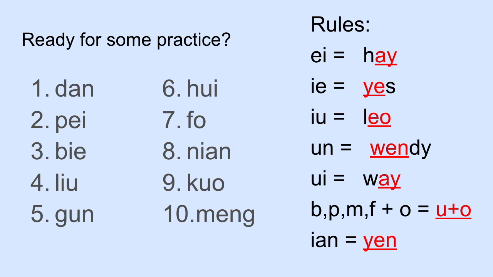Dan, pei, bie, liu, guan, hui, fu, nian, kuo, meng. Did you get it?